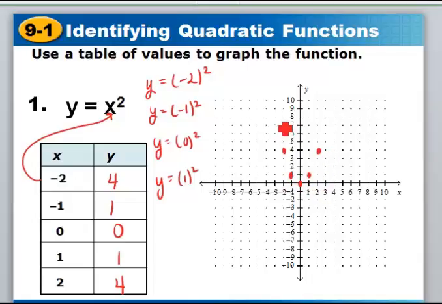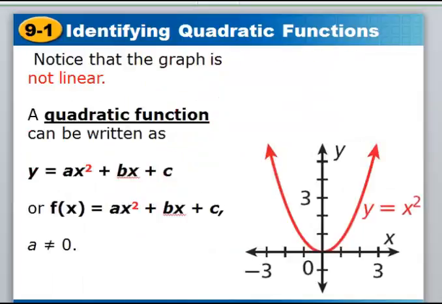You can graph any equation that's given to you by picking points and plotting them. That always works. The next thing we'll start talking about is how we want to notice that the graph is not linear. A linear function makes a straight line. This is called a quadratic function, and a quadratic function is what we've been seeing, that ax squared plus bx plus c. Really, it just needs to have the x squared term. So there has to be an x squared term. That's why it says a cannot be equal to 0, because if this was 0, there would be no x squared term.